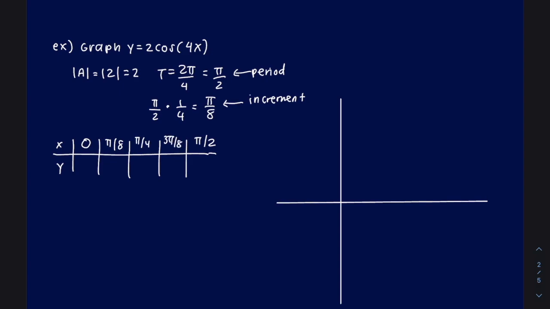Now that we have our x values, we got to determine our y values. We do that by using our acronym for the cosine function, which is MImIm. Maximum, intercept, minimum, intercept, maximum. Maximum is the positive amplitude, which is 2. Intercept is 0. And then minimum is our negative amplitude, which is negative 2.